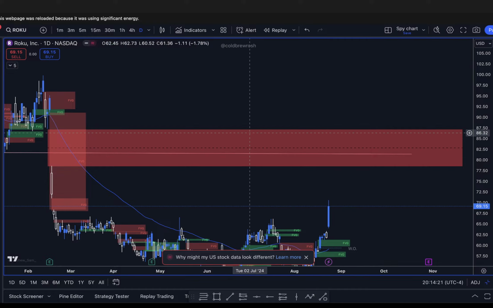So Roku, this is where it's targeting. This bearish gap for the Roku guy.